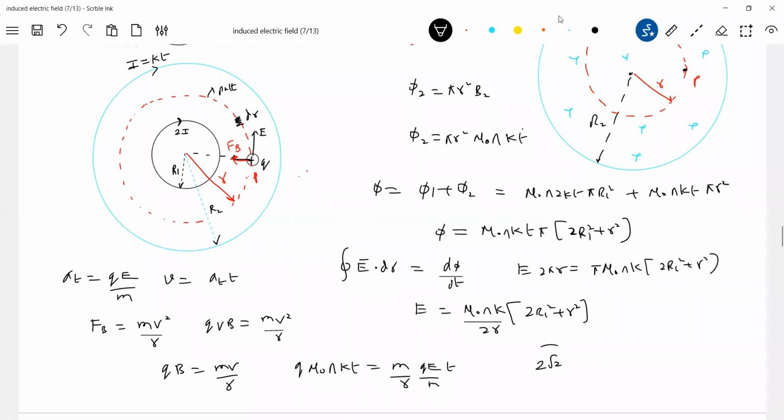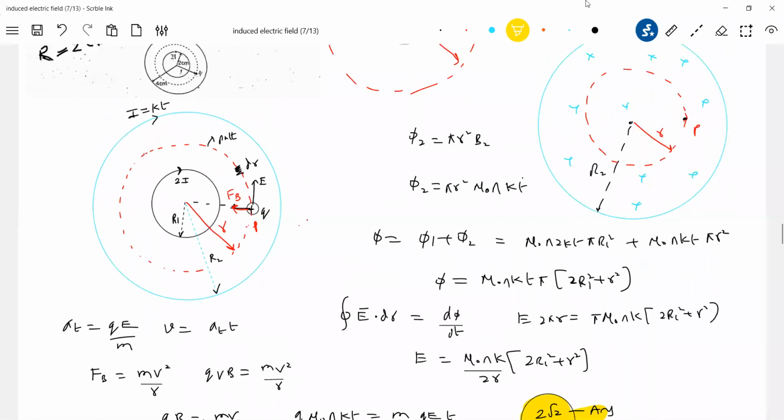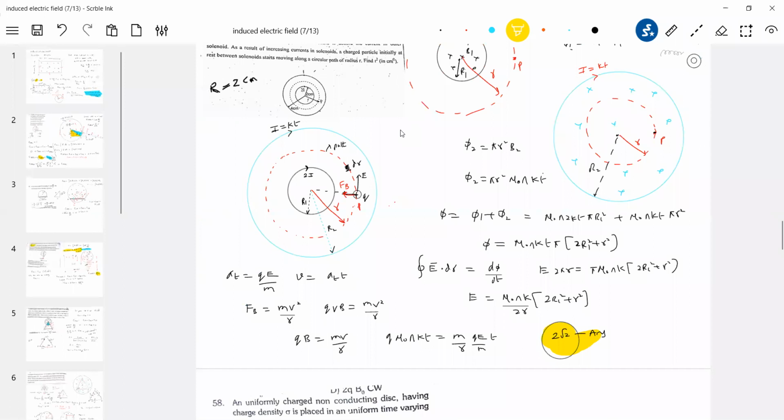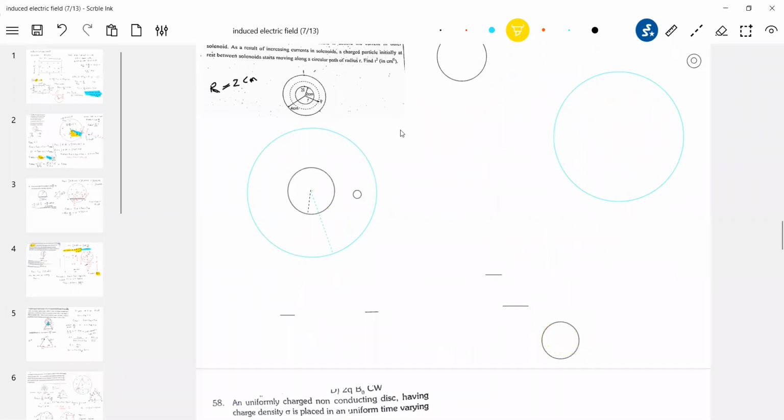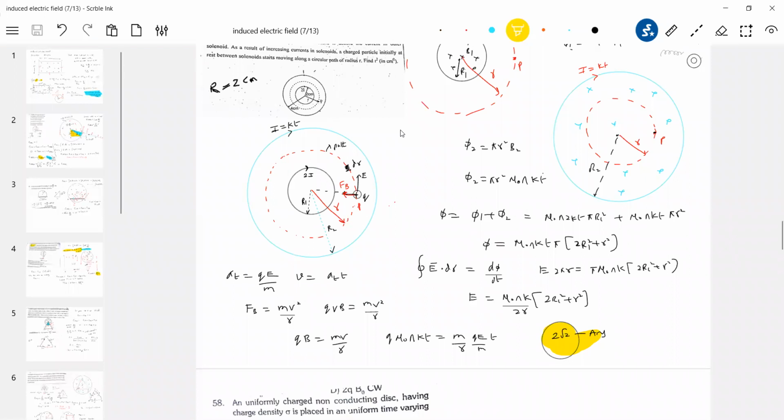Yeah. Some application problems. So now just keep in mind, in a region where the magnetic field is varying, an induced electric field is set up. That induced electric field, what will it do? It will make the particle accelerate. It will keep the particle in equilibrium. It will keep the particle moving in a circular path. So many conditions will come for you. You must be ready for that one.